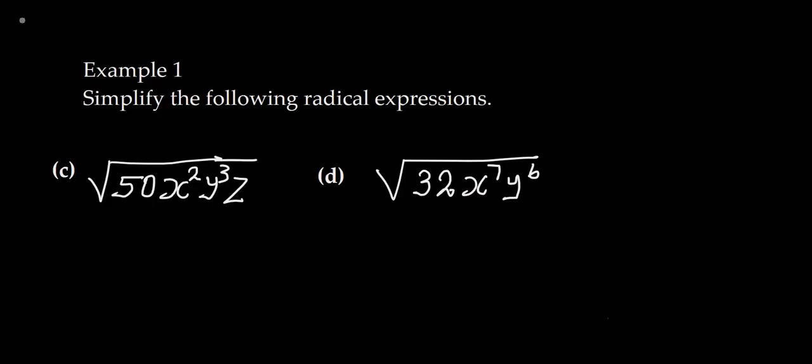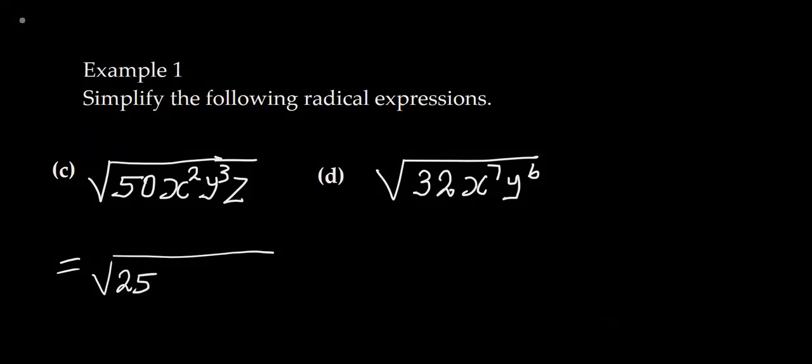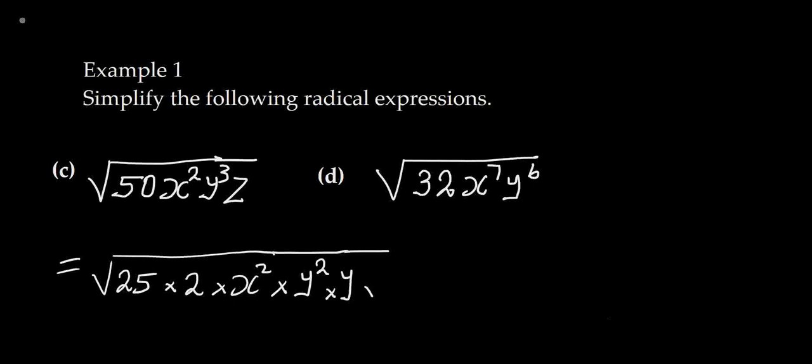All right, to solve this problem, we also need to bring out the perfect squares. So this will become 25 times 2 times x squared times y to an even exponent, so that will be y squared times y times z.